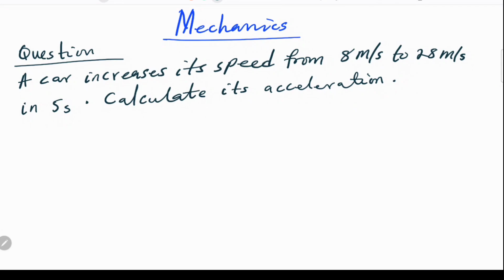Let me show you how to solve this question. This is an acceleration question in mechanics. The question says, a car increases its speed from 8 meters per second to 28 meters per second in 5 seconds. Calculate its acceleration.